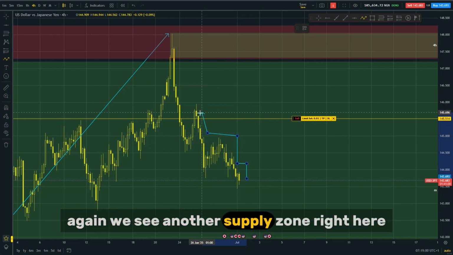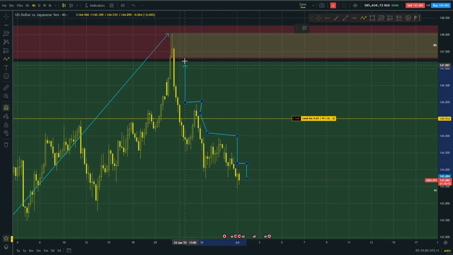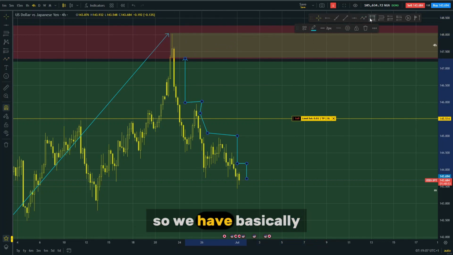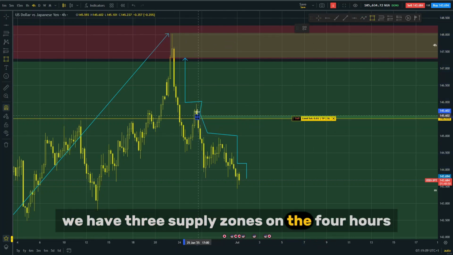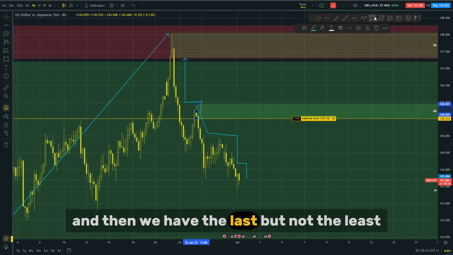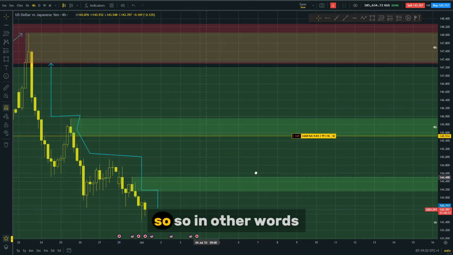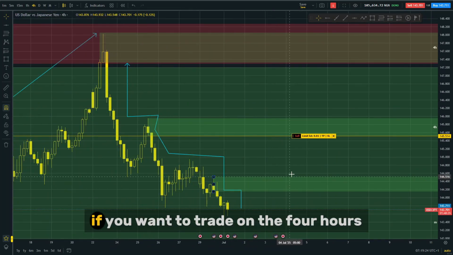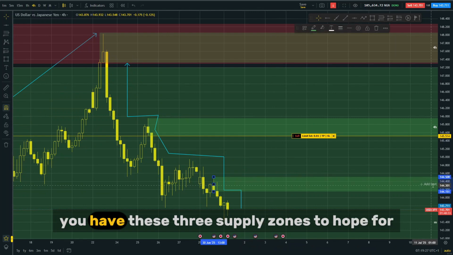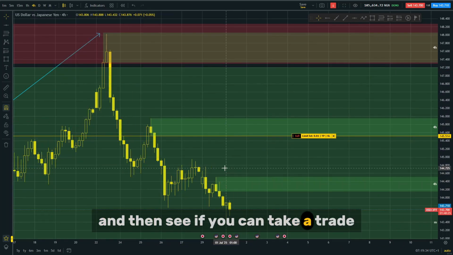Again, we see another supply zone right here, and then you go above and you push downwards. You see this final supply zone. So we have 3 supply zones on the 4 hours. We have this one, and then the last but not the least, this one that was made previous days. So if you want to trade on the 4 hours, you have these 3 supply zones to look out for price reaction and then see if you can take a trade.